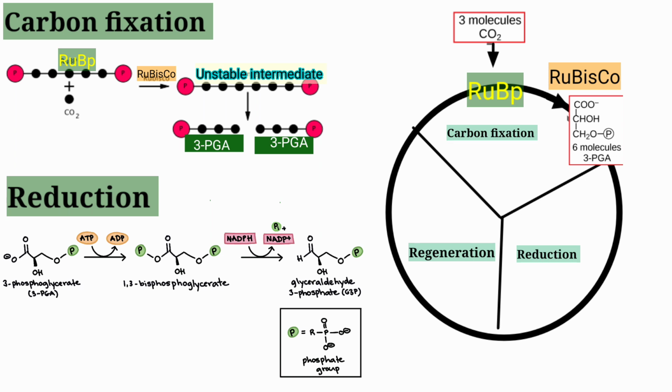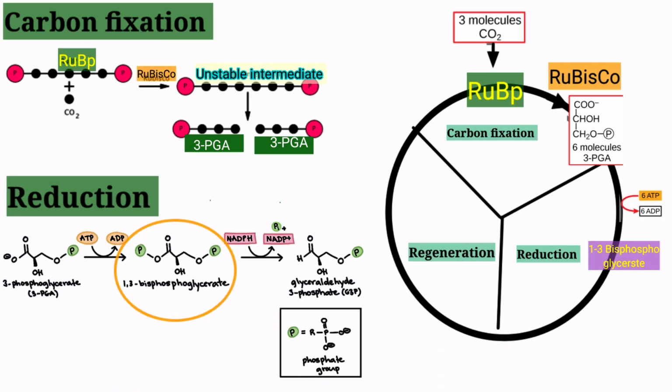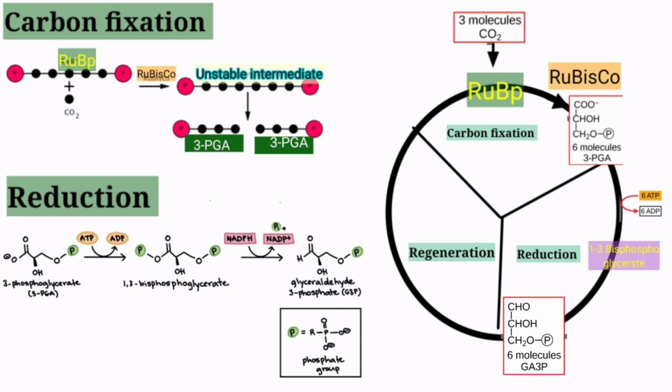The second phase of the Calvin cycle is the reduction phase. This phase involves the reduction of 3-phosphoglycerate into glyceraldehyde 3-phosphate. First, the 3-phosphoglycerate is phosphorylated at the expense of one ATP molecule to form 1,3-bisphosphoglycerate. This step is catalyzed by phosphoglycerate kinase. The latter molecule is then reduced by glyceraldehyde 3-phosphate dehydrogenase to form one molecule of glyceraldehyde 3-phosphate.